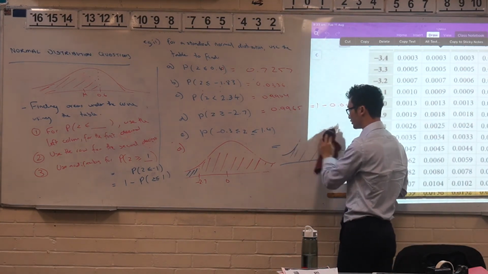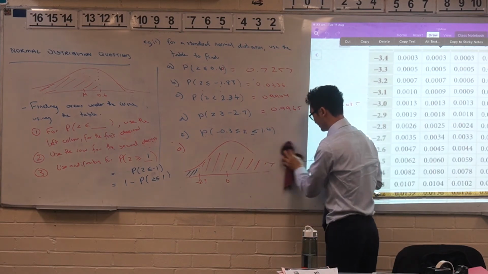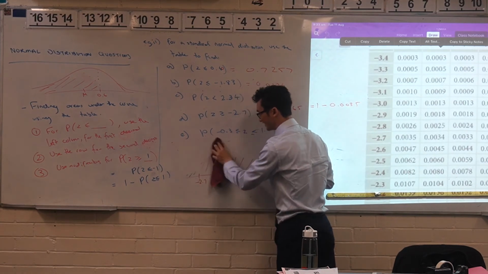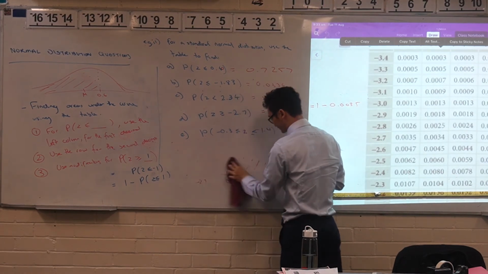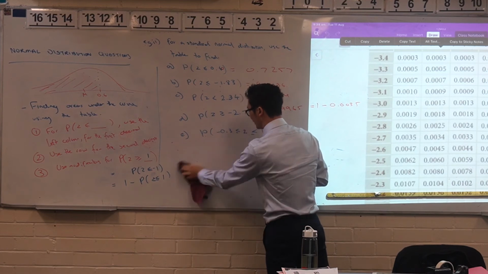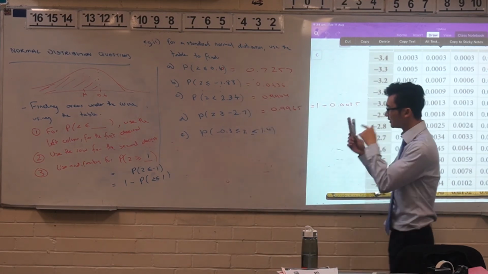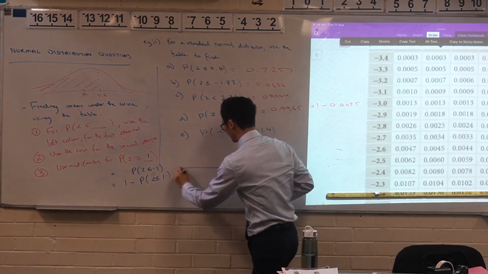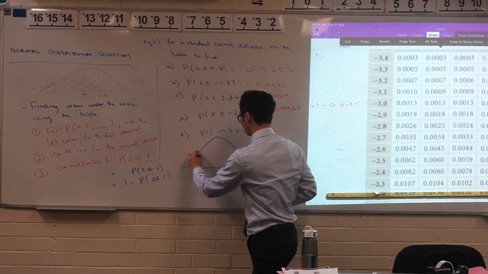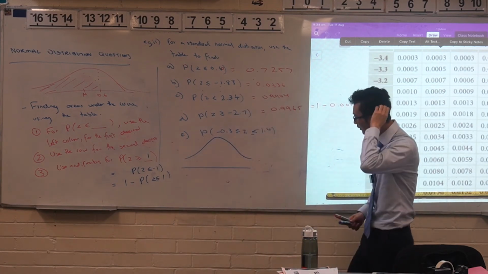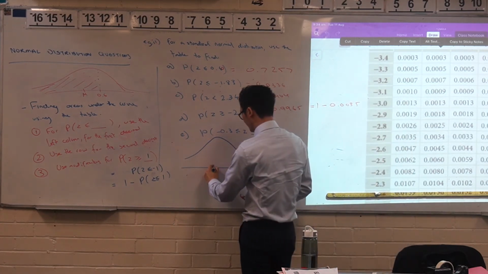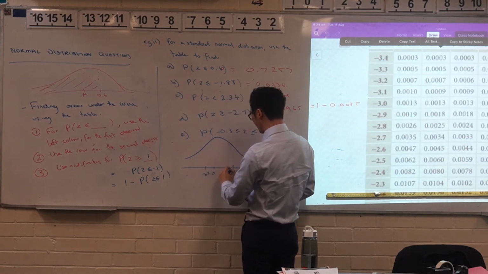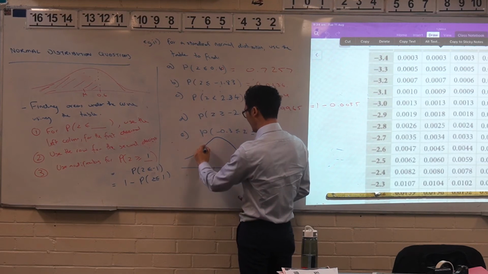Last one. This one's a bit trickier. Laura, what did you do over here? Minus it. Just minus it. And again, for me, I just like to think about things visually. What is this actual area that I'm trying to find? If I think about it, I'll just draw the normal distribution out again. So if I want between negative 0.3 and positive 1.4, I want this section over here.